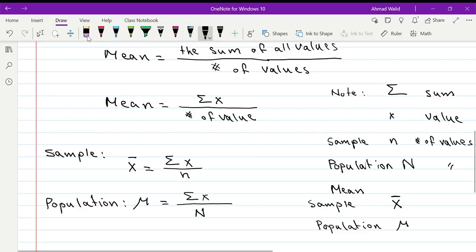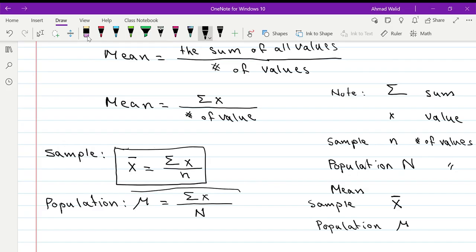Then these two formulas, x bar equals sum of x over n and mu equals sum of x over uppercase N. These are the formulas to find the mean of a data set. Correct?